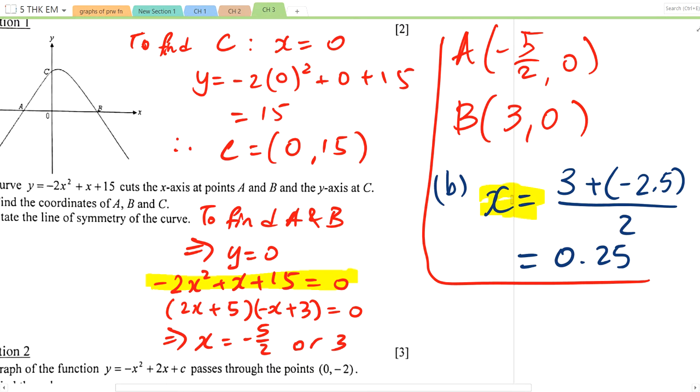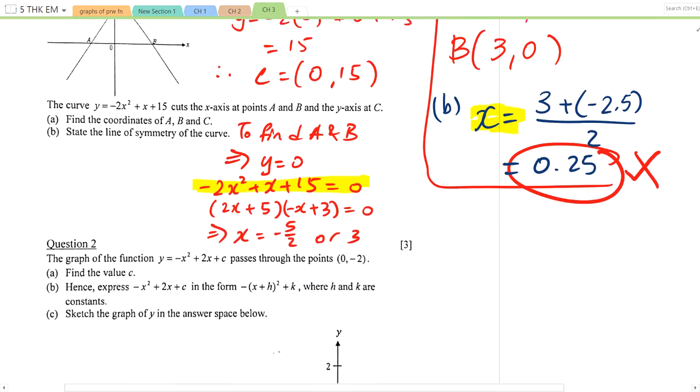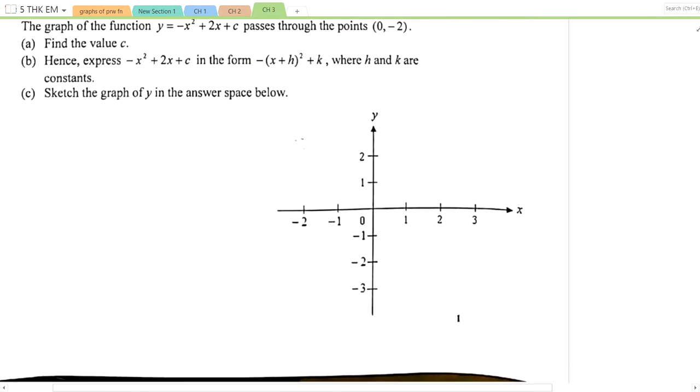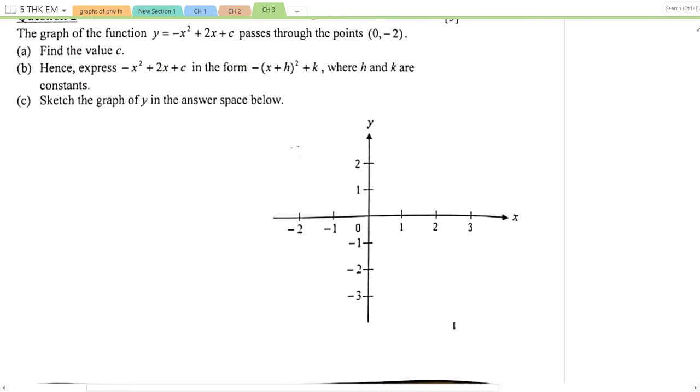Do you have an x equals? Because if you don't have the x equals, even if you show me this value, I will still mark you wrong. It must have an x equals. That is the equation of a line. If you simply give me 0.25, you don't get half a mark. You get nothing. Because 0.25 is a number. It is not a line. Can? Next.